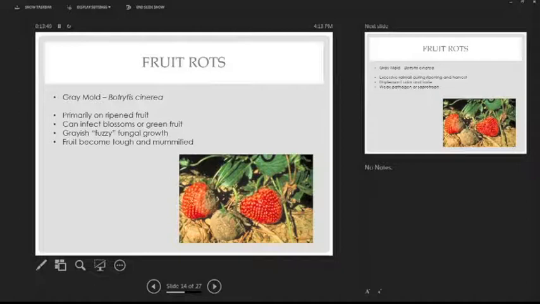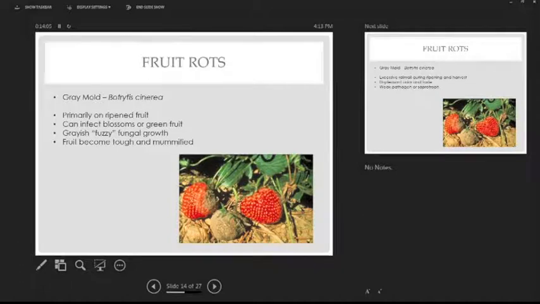What we call it, Botrytis is everywhere. This is an endemic fungus. You'll see it on ornamentals, you'll see it in vegetables, you'll see it in a lot of cases. In regards to strawberry, this is a fruit rot that's really, really common, especially on fruit that's ripened.